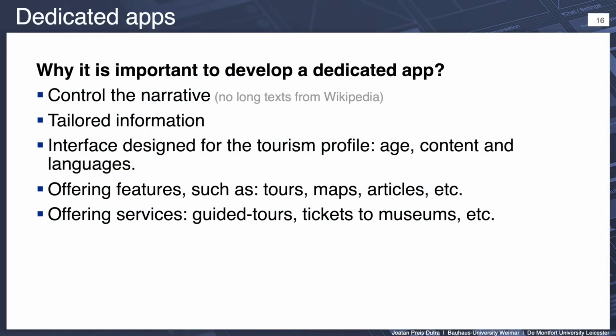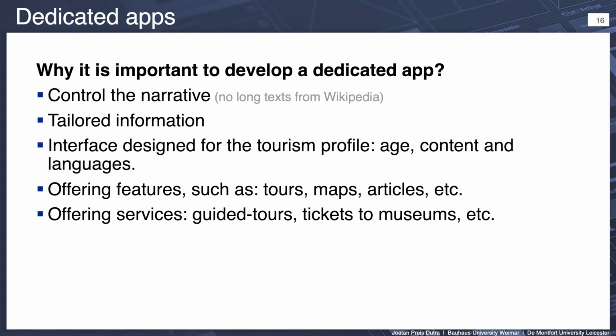So why is it important to develop a dedicated app instead of sticking to the touristic ones? The main thing is that you control the narrative. You can see a lot of touristic apps that just collect long text from Wikipedia. There's no proper curation about how to deal with the content and the locations. So then you have more tailored information, and your design also takes into consideration the profile of tourists you have in your area.